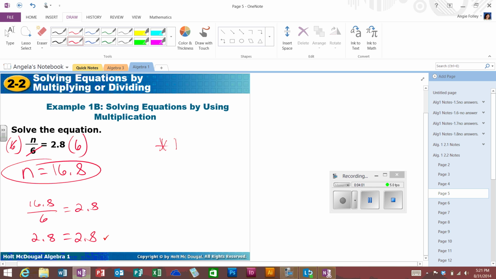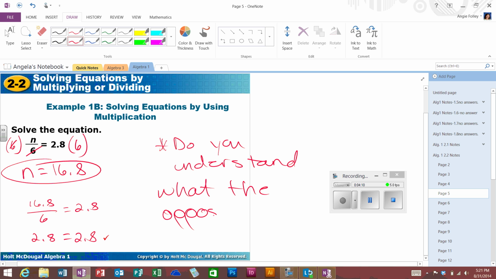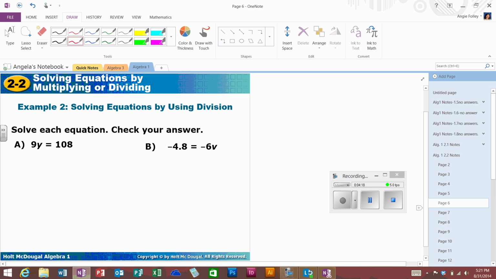You need to ask yourself, do you understand what the opposite is? Meaning the opposite operation. Or you can call it the inverse operation, whatever you want, same thing. Okay, so let's solve these. If I have 9 times y equals 108, well, the thing that's being done to the y is multiplied by 9. So to do the inverse or opposite, I need to divide by 9. So now that cancels, and I get y equals 12.